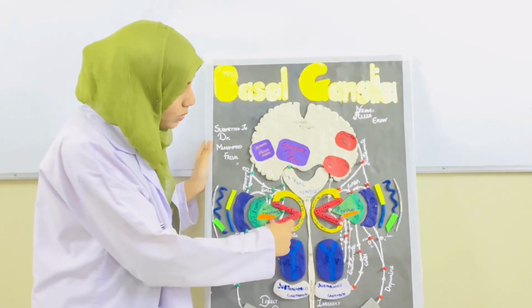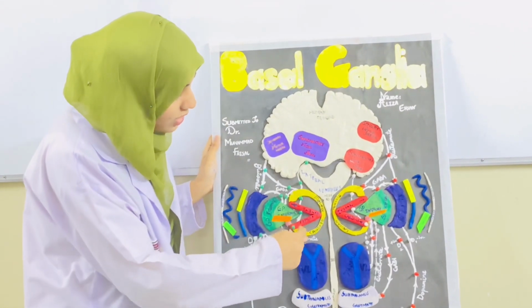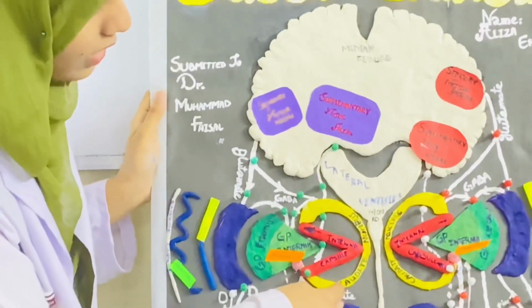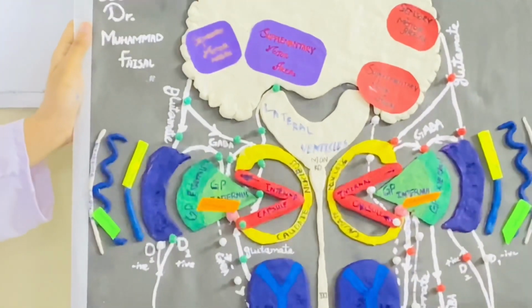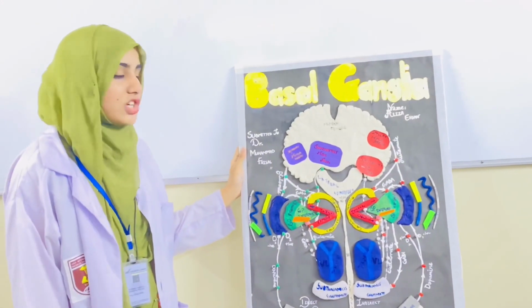The internal capsule is a structure which is present in the concavity of the caudate nucleus, and it consists of the sensory as well as motor projection fibers.